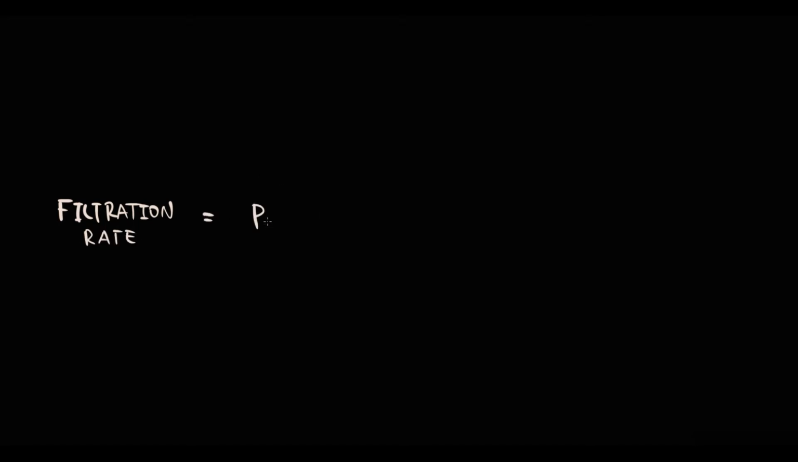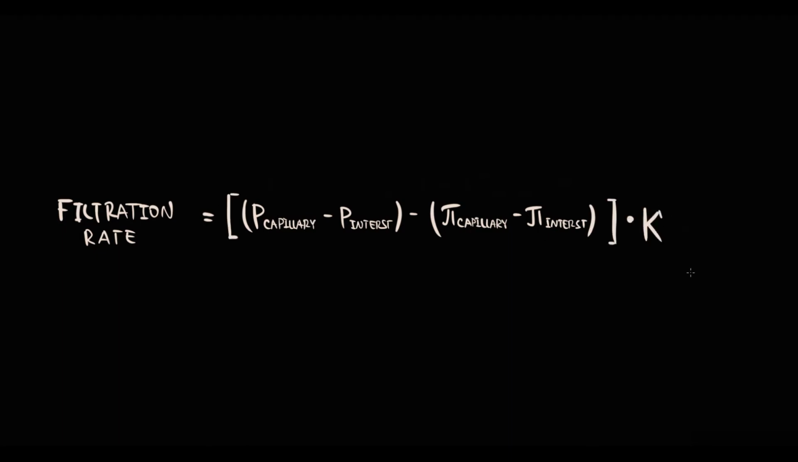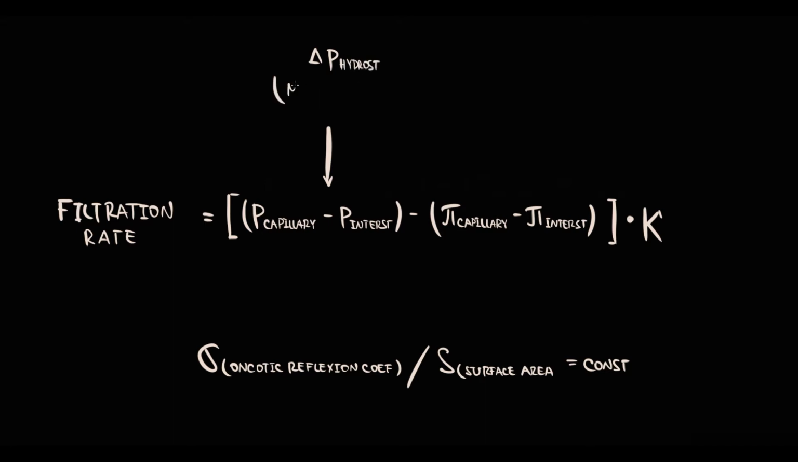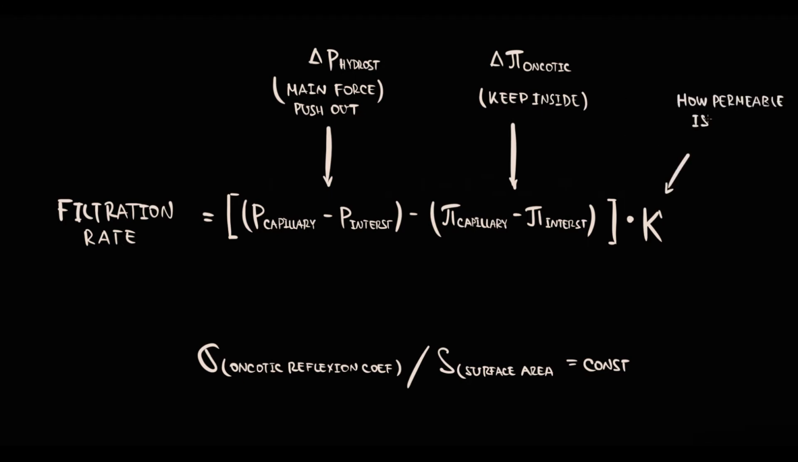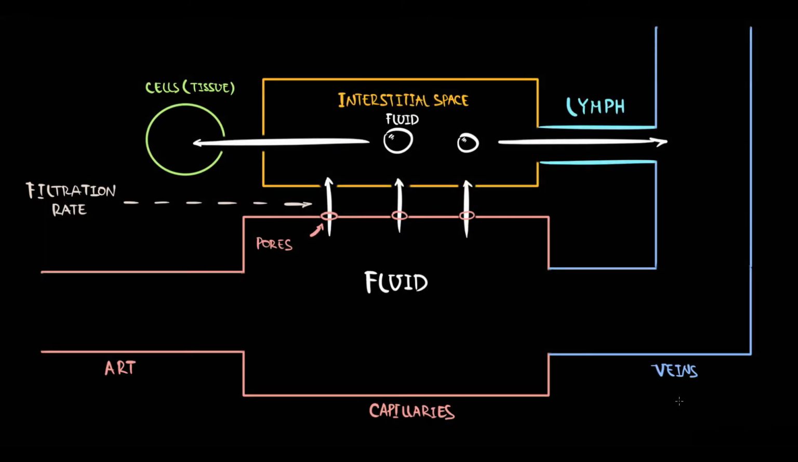Filtration rate is equal to the hydrostatic pressure difference between capillaries and interstitium minus the oncotic pressure difference between capillary and interstitium, and is directly proportional to hydraulic conductivity. It's a simplified version of the equation because, to simplify, we suppose that values such as the oncotic reflection coefficient and surface area are constant. First of all, we see that the hydrostatic pressure difference is the main driving force that pushes fluid out of the capillary. Oncotic pressure difference is the force that keeps fluid inside the capillary, and hydraulic conductivity, in fact, just describes how permeable the membrane is. And it's a general concept of fluid exchange that can be applied to every tissue.